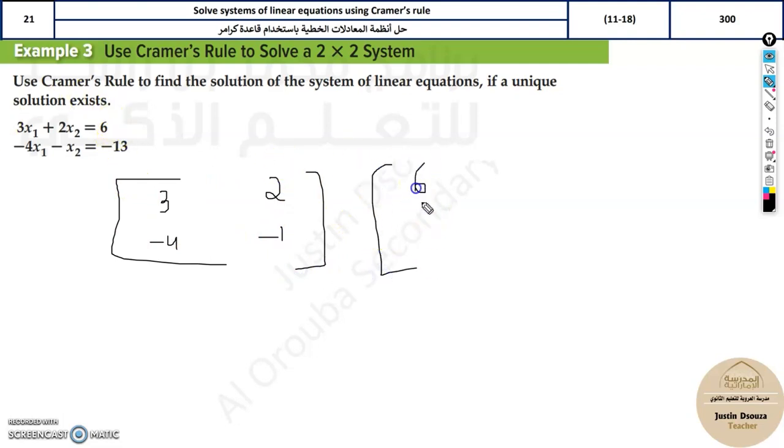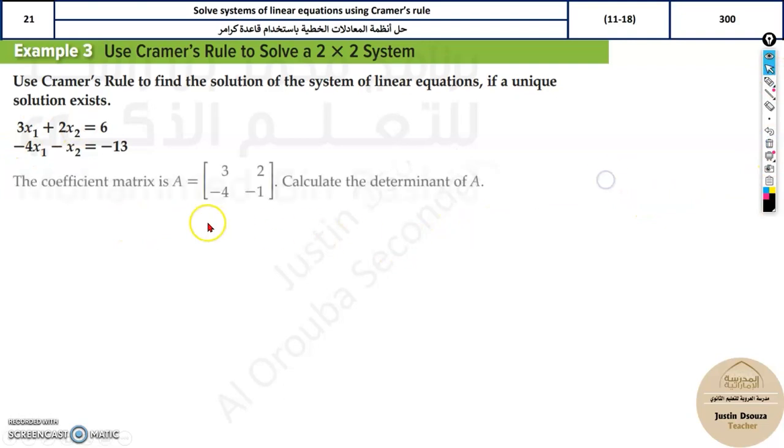These are the constants. Sorry. Okay. So now we will have to consider this for now, the matrix, 3, 2, minus 4, and minus 1. Let us just see this. First and foremost, let us solve the determinant.